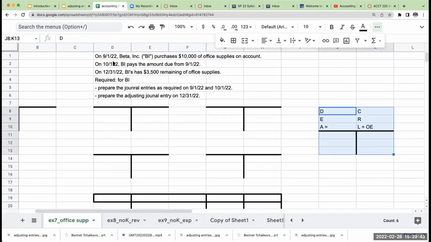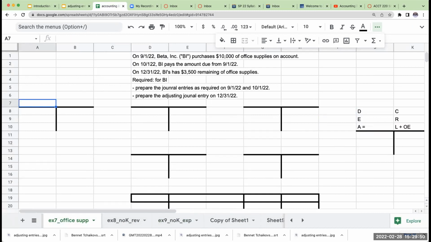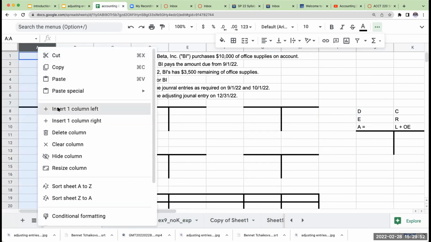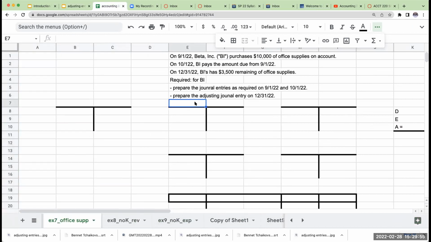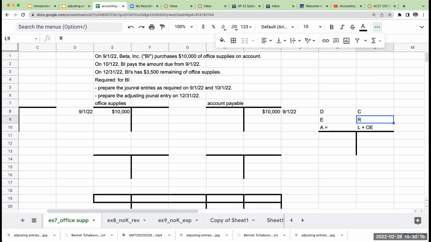right over here on September 1st, Beta purchases $10,000 of office supplies on account. So this is going to be a little bit different. So what are we going to do over here? Let's go ahead and do office supplies on 9/1/22 for 10,000. Now, if I'm buying these on account, it means it's going to be an account payable. An account payable is a liability, right? So over here, my accounts payable are going to be a liability. I'm going to go ahead and record that with a credit.